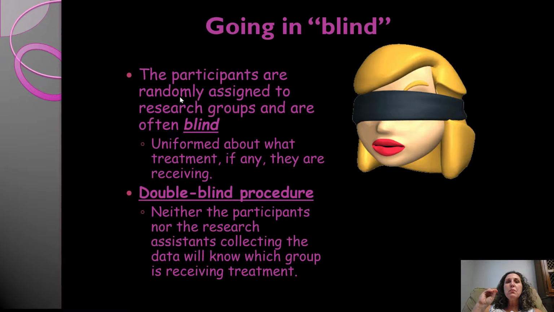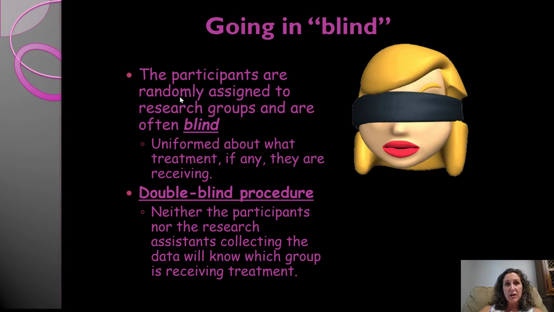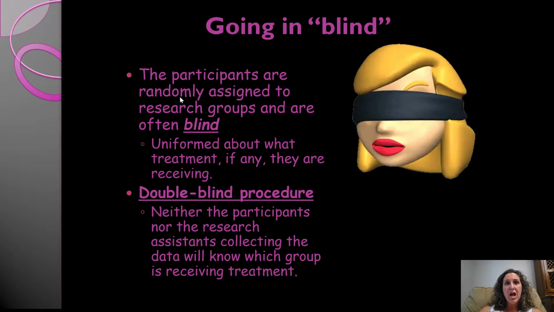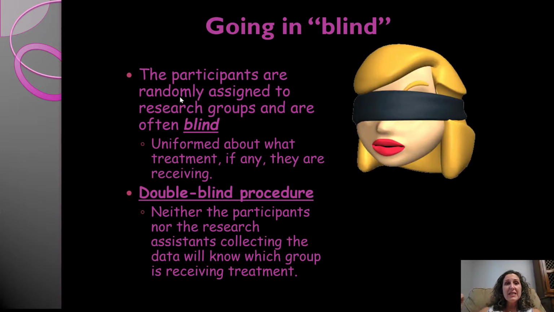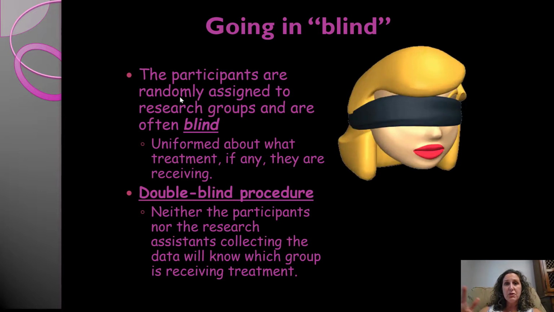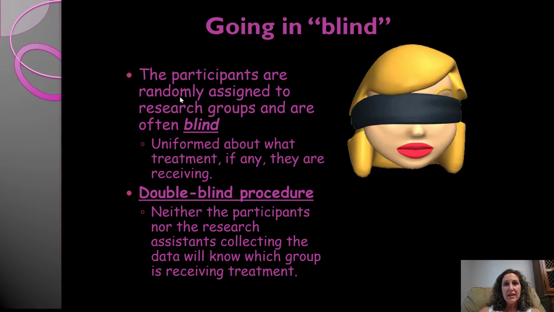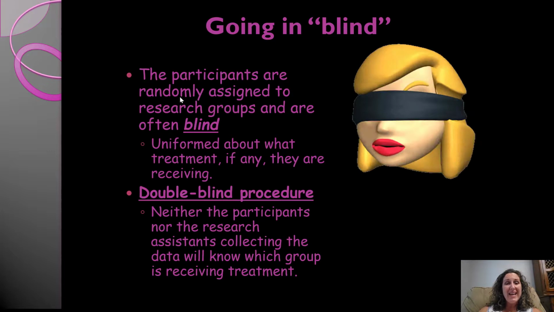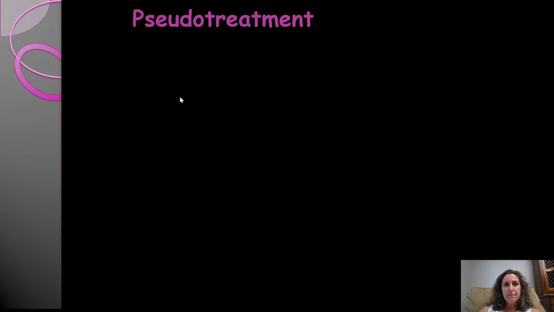However, you can also make sure that not only do the participants not know who has what, if they're getting the treatment or not, but also the researchers don't know. So in our candy example, if you divided up your random group into two groups, experimental and control, gave them each a candy, and didn't tell them whether it was sugar or not sugar, and you didn't tell the researchers, that would be a double-blind study.